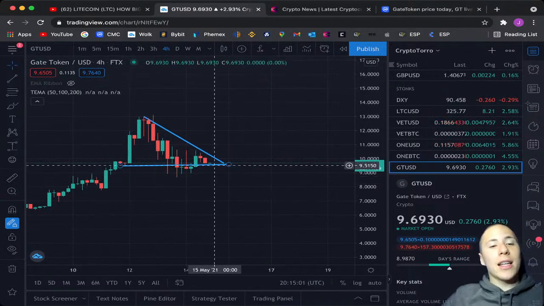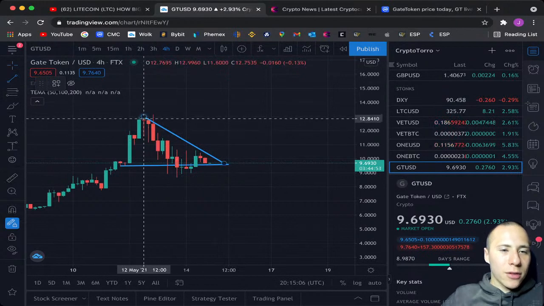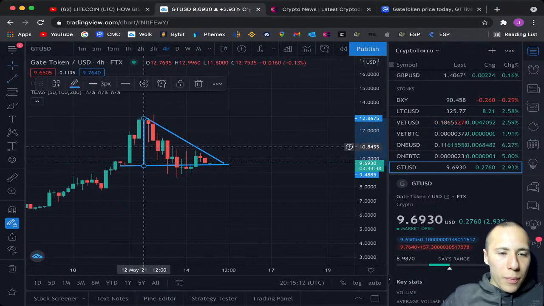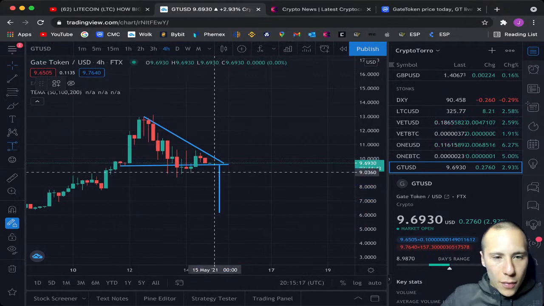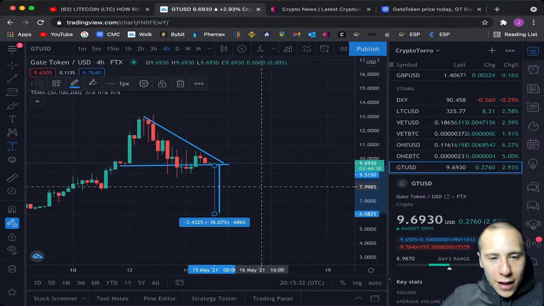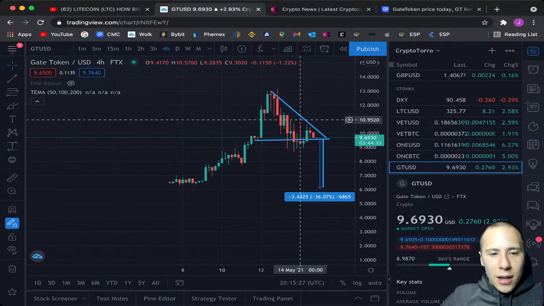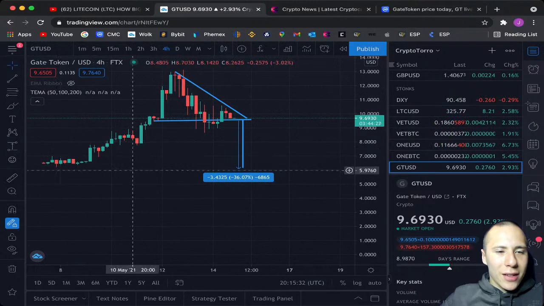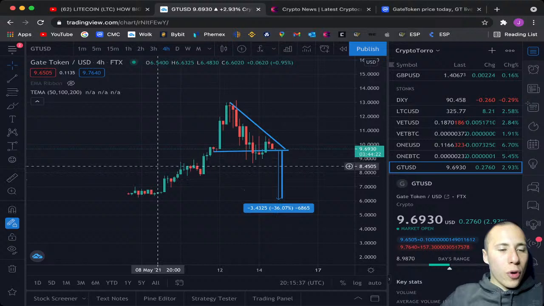Right now, we are seeing this descending triangle on Gate token, and if it breaks out towards the downside, it will be a possible move of approximately, let's take a quick look, 35%, and that's quite a big move towards the downside, especially because it will be going all the way back towards where it began on this chart.